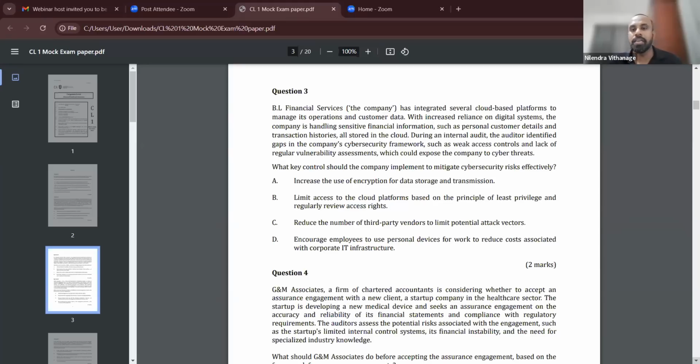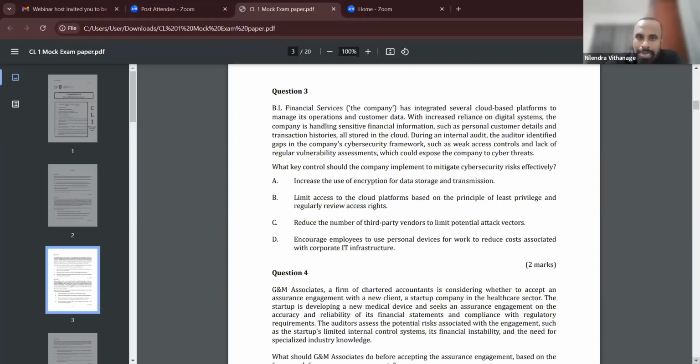A, increase the use of encryption for data storage and transmission. Students, if you have limitations in data protection and no access control, there is no point in having encryption. Encryption means, when you are sending messages and emails, you convert the data into an unreadable format to others. Only people who know the format can read the email and the message. But encryption is not working for this kind of issue, for access control.